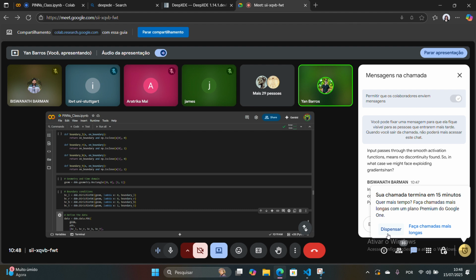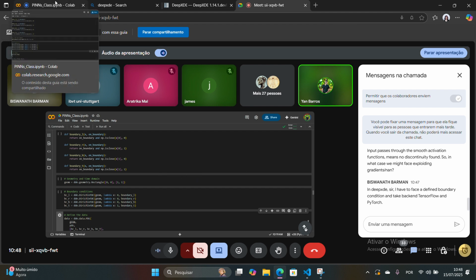Yeah, all right, in DeepXDE I have to define boundary conditions, compared with TensorFlow and PyTorch. Amazing, feel free to talk more about this. I didn't use DeepXDE a lot, but I think this seems to be a really good package that I need to go deeper into.